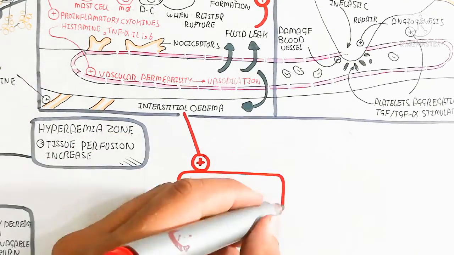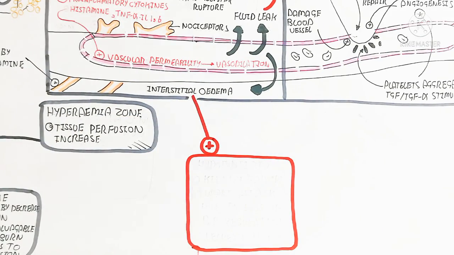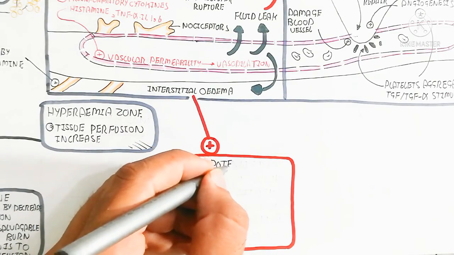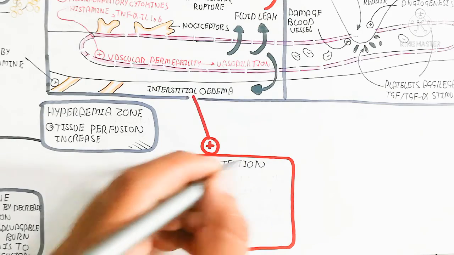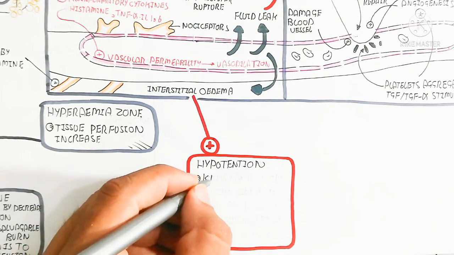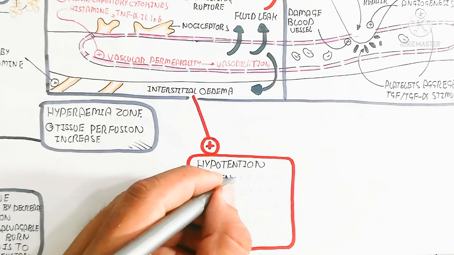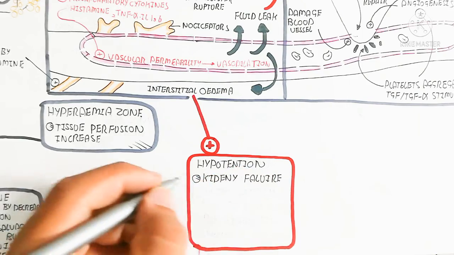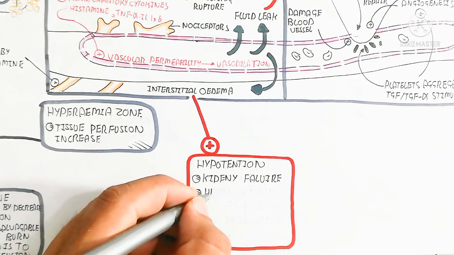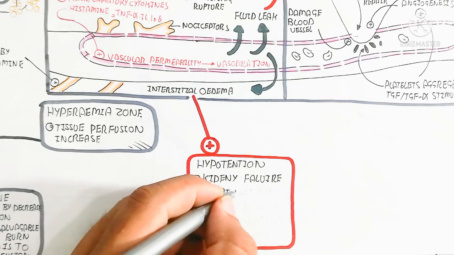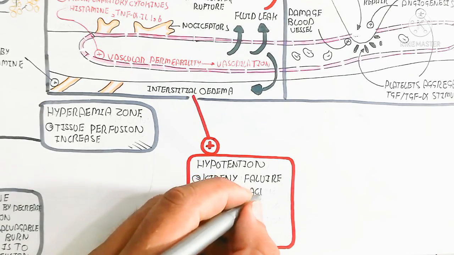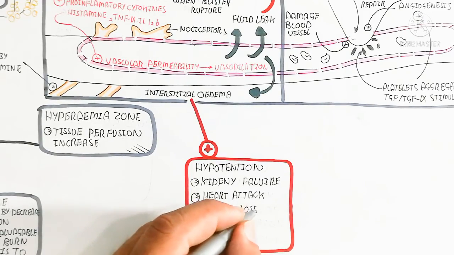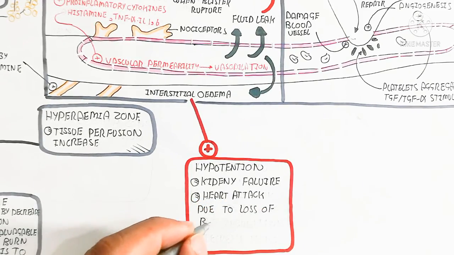On the other hand, an important thing is that the interstitial edema is due to the decrease of the volume of water and fluid in the blood vessel. Due to the interstitial edema, interstitial fluid will be increased, leading to hypotension, and the hypotension will lead to kidney failure and heart attack. Due to loss of blood pressure regulation and decreased perfusion, death can occur if the injury is more severe.